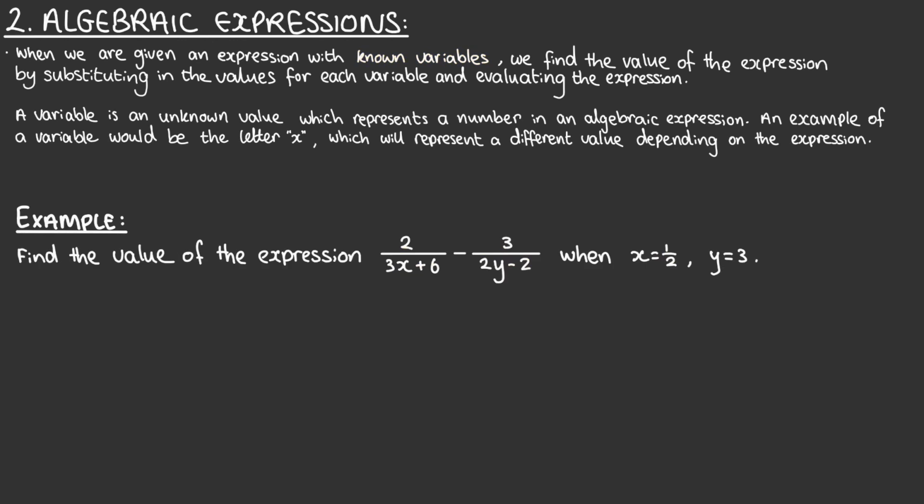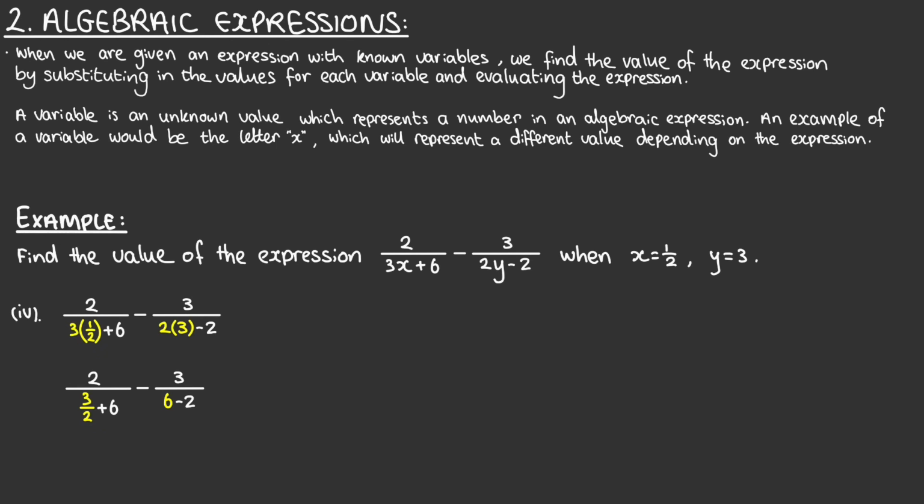In the final example, we are asked to find the value of the expression 2 divided by (3x plus 6) minus 3 divided by (2y minus 2) when x is equal to 1/2 and y is equal to 3. So the first thing we do is we take our known variables and we sub them in. Once our known variables are substituted into the expression, we can then simplify the expression. As a first step, we can multiply 3 by 1/2 in the denominator of the first fraction, and 2 by 3 in the denominator of the second fraction.